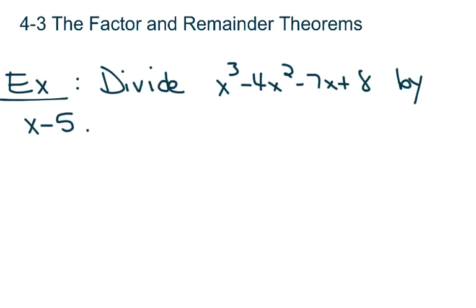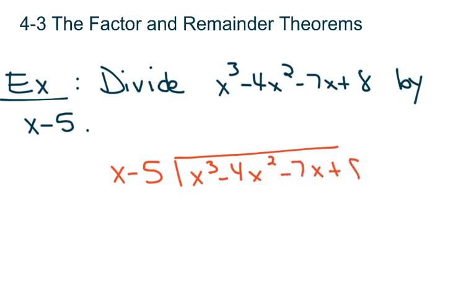In Algebra 2, we talked about something called polynomial division, and we learned how to do it in two different ways. One way was longhand polynomial division. So if I want to divide x cubed minus 4x squared minus 7x plus 8 by x minus 5, x minus 5 is called the divisor, and the x cubed minus 4x squared minus 7x plus 8 is called the dividend.